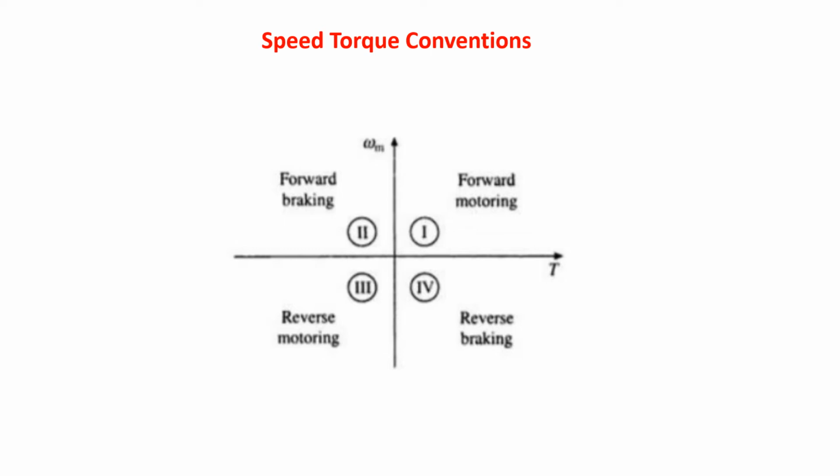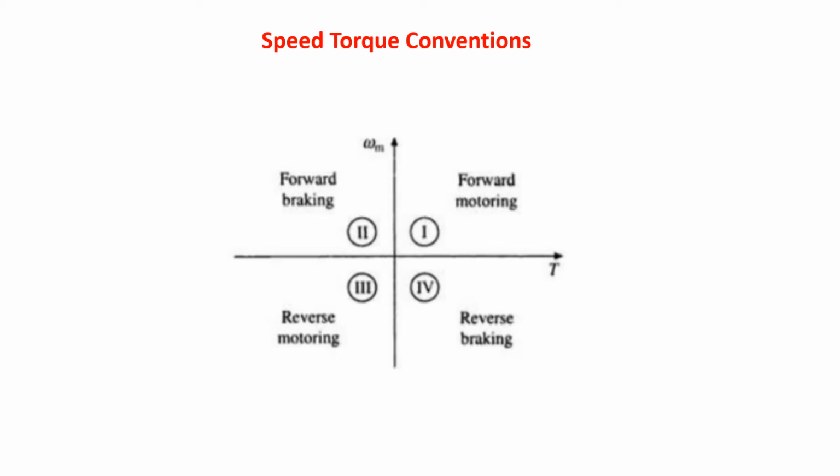If you consider the speed of rotation, the motor speed is considered positive when rotating in the forward direction. Generally the motor operates in two modes: one is motoring mode, the other one is braking mode. Two modes of operation, one is motoring, the other one braking.